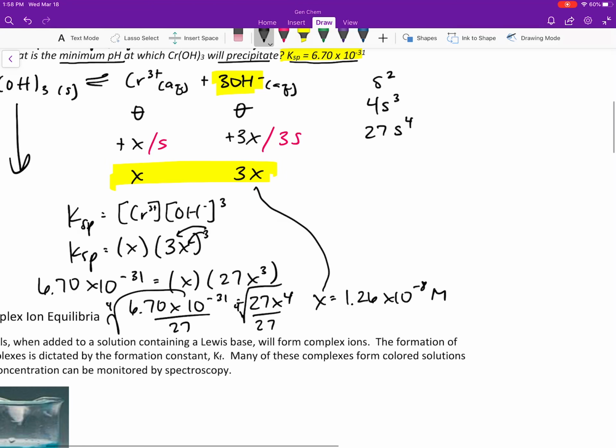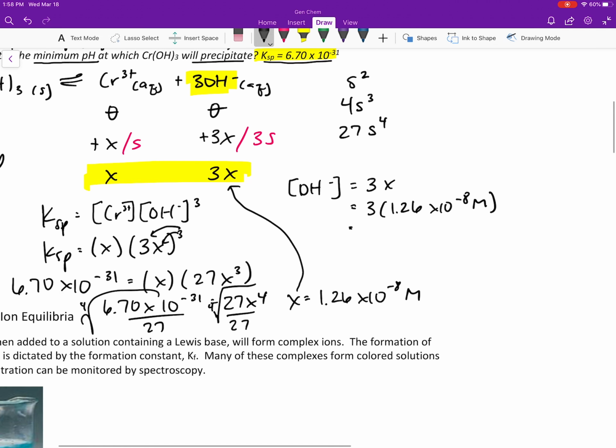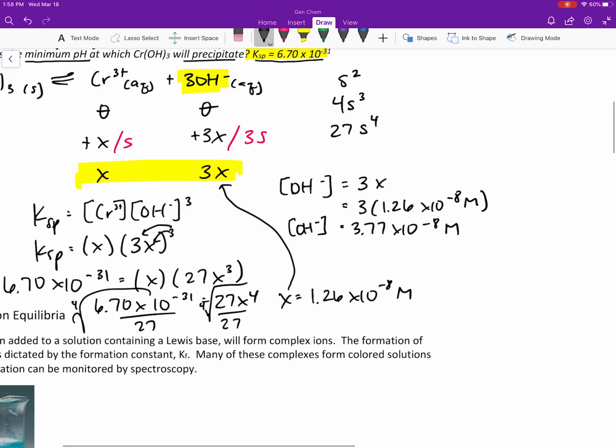But remember, I need to go back in and plug this in, which is that the OH concentration is 3 times X, where X is equal to 1.26 times 10 to the negative 8th. Doesn't seem like that will make that big of a difference, but unfortunately, it can make enough of a difference to give you the wrong answer. And you know those types of questions are usually what will show up on the test.